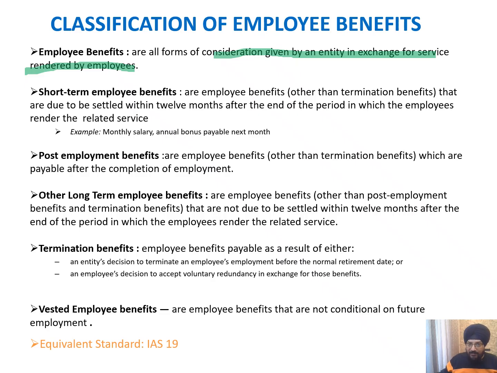Short-term employee benefits are the employee benefits other than the termination benefit that are due to be settled within 12 months after the end of the period in which the employee rendered the services. So which means that any obligation that has to be settled within 12 months from the date when the employee has provided the services is treated as short-term employee benefit. Example, monthly salary, annual bonus payable next month.